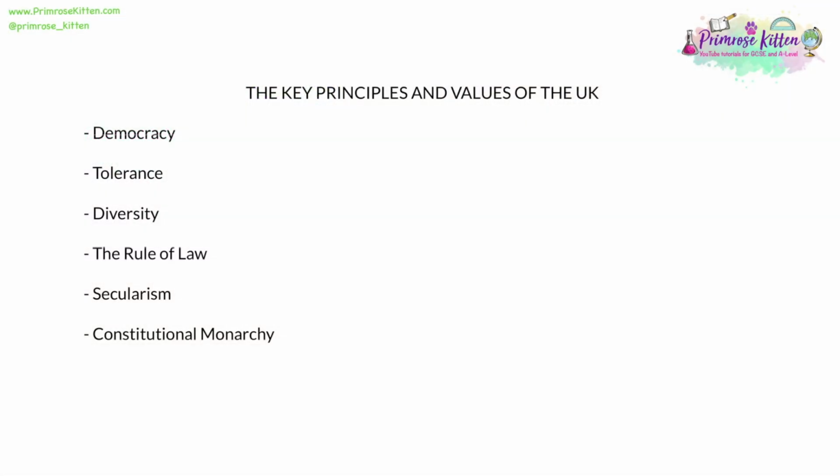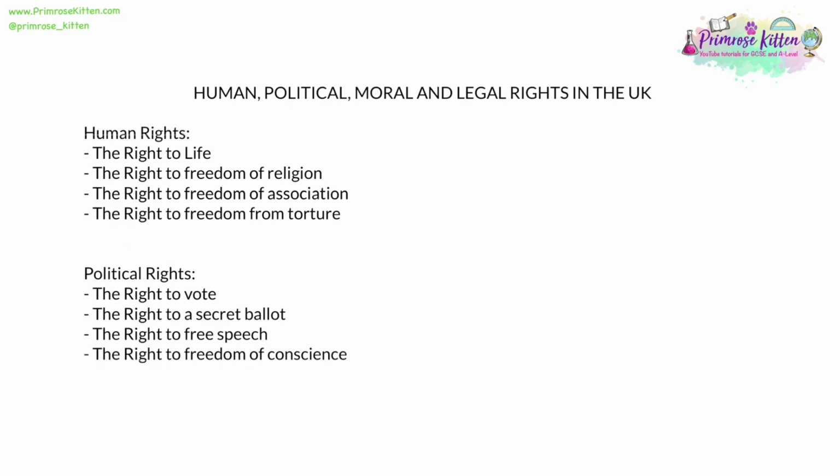There are several key principles and values which underpin life in the UK. They are democracy, the tolerance of others, the diversity of the population, the rule of law, secularism, which is that there is no official state religion, and our constitutional monarchy. Citizens in the UK enjoy human rights and political rights.